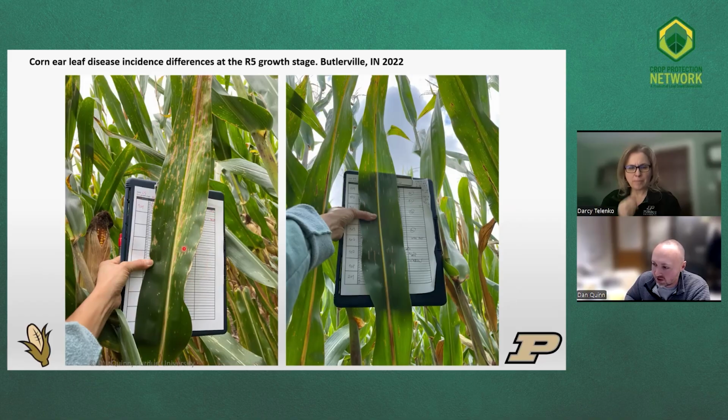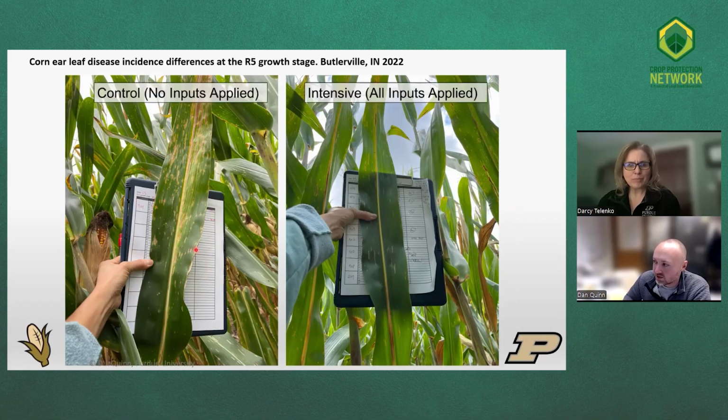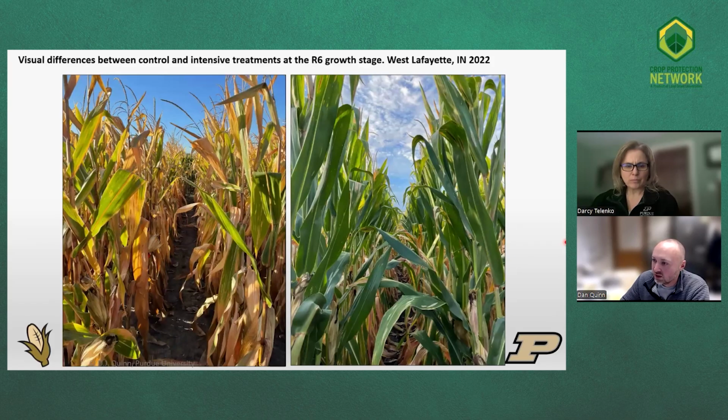This is my grad student, Milena, who led this project. Just showing you some of the examples, the intensive plots were ones that had a foliar fungicide application at R1. You can see the difference just in ear leaves, right? These are ear leaves pulled when we had no fungicide application versus when we did in Southeast Indiana in 2022. Here are some overall visual differences between the plots as well, showing you again some of that stay green aspect when we have that foliar disease control.